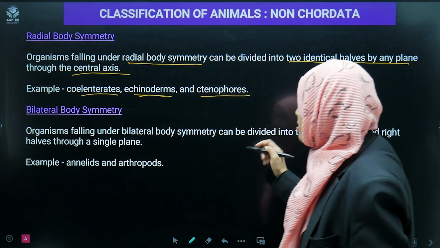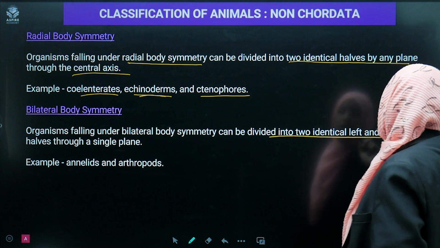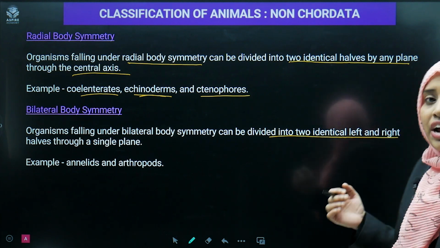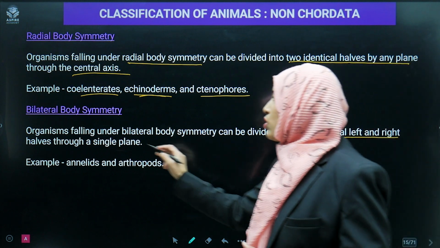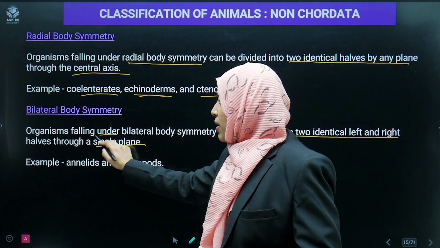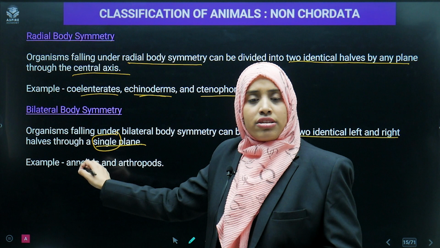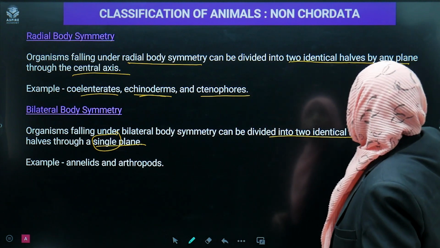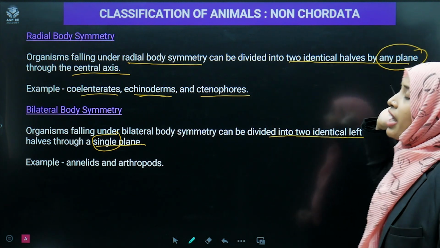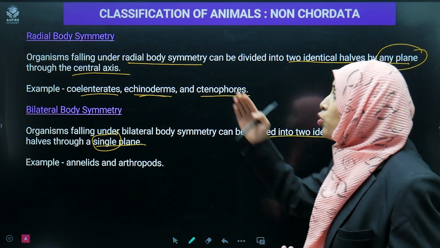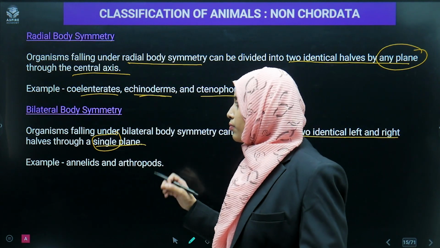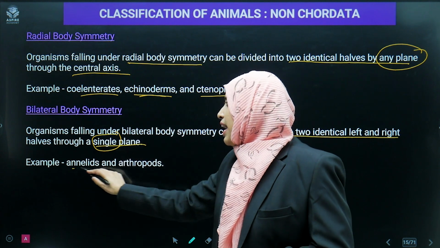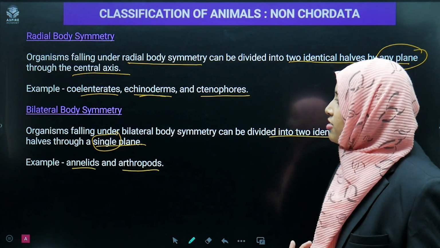Organisms falling under this can be divided into two identical, left and right halves. Left part and right part, you can divide equally through a single plane. If you can cut on a single plane, so there is bilateral symmetry. If you can cut through any plane through the central axis, then they have radial symmetry. Or bilateral symmetry, Annelida, Arthropoda, we can see.